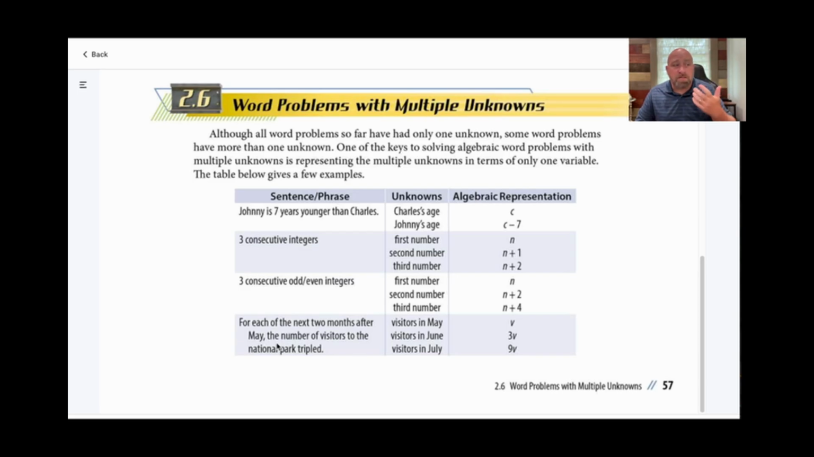In this case, they used V for visitors. And so we have V visitors in May. Well, in June, it was V visitors times 3 because there were 3 times more. And in July, it was 3 times 3 more, because it tripled the first month and then tripled again the second month. And so now we have 9 times V. You could actually do 3 times 3 times V. That would work. But 3 times 3 is 9, so they just went ahead and multiplied that 3 times 3 out.